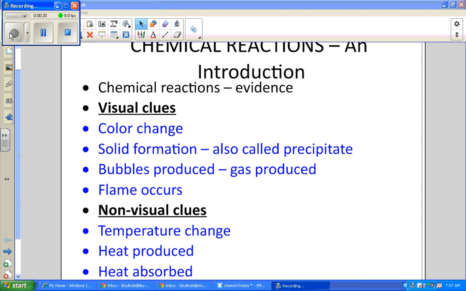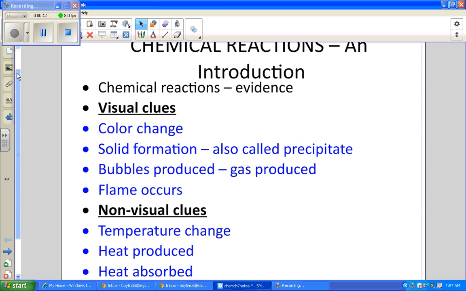Visual clues are the easiest because it's what you're looking for when you go into the lab, right? So you'll see a color change, a solid formation. If a solid forms when you put two liquids together, that's called a precipitate. Bubbles might be produced, which is an indication that gas was produced. And you also might see a flame occurring, okay?